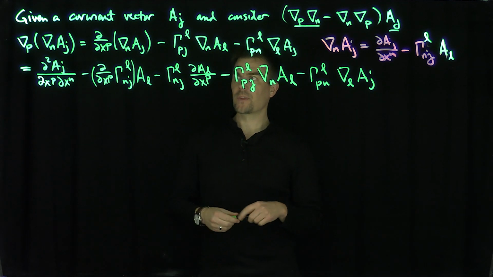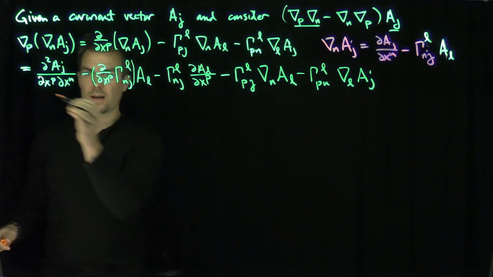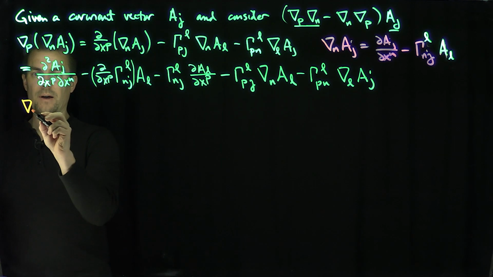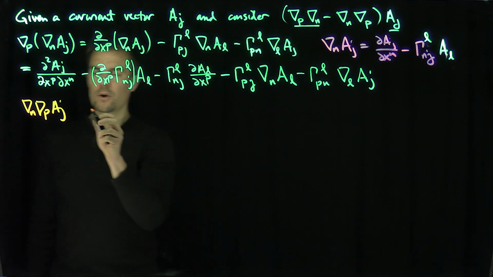Great. So that's what we get when we do the P covariant derivative of the Nth covariant derivative of A_J. We get this expression over here. Now I'm going to symmetrize this, and I'm going to replace every N with a P and every P with an N. So if I do the covariant derivative N of the covariant derivative P of A_J, which is the other term we're going to subtract off, what are we going to have over here?